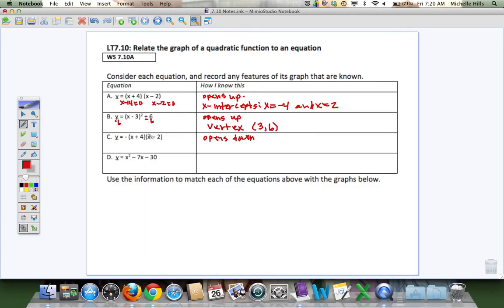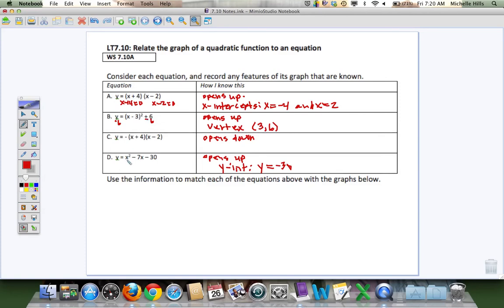And then the last one, I know it opens up because the coefficient of x squared is positive, and the y-intercept is the one that I can get here. I can't tell what the x-intercepts are, I can't tell what the vertex is, but the y-intercept is at y equals negative 30. The y-intercept here is not at positive 6, because if I put 0 in for x, 0 minus 3 is negative 3. When I square negative 3, I get positive 9 plus 6. The y-intercept here is actually positive 15.